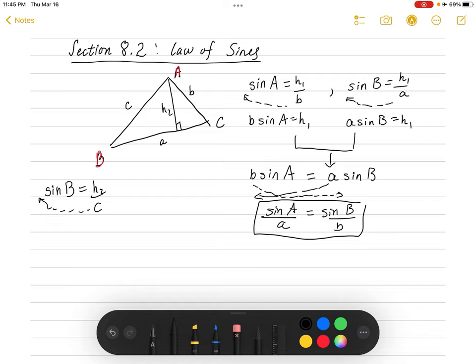I can bring the C up here on the left, in front of the sine of B, so I got C sine of B is equal to H2. Also, let's find the sine of C. Sine of C, if you think about C right here, I'm going to take the opposite over the hypotenuse, H2 over B. And here I can bring the B up in front of the sine. I end up with B sine of big C equals H2.